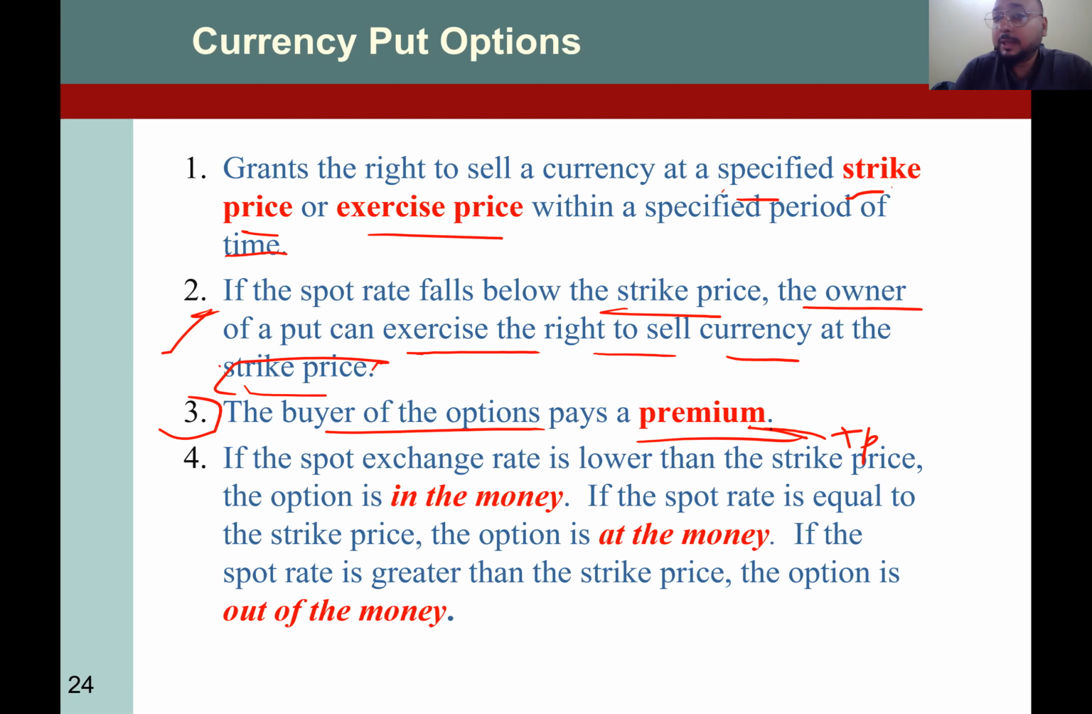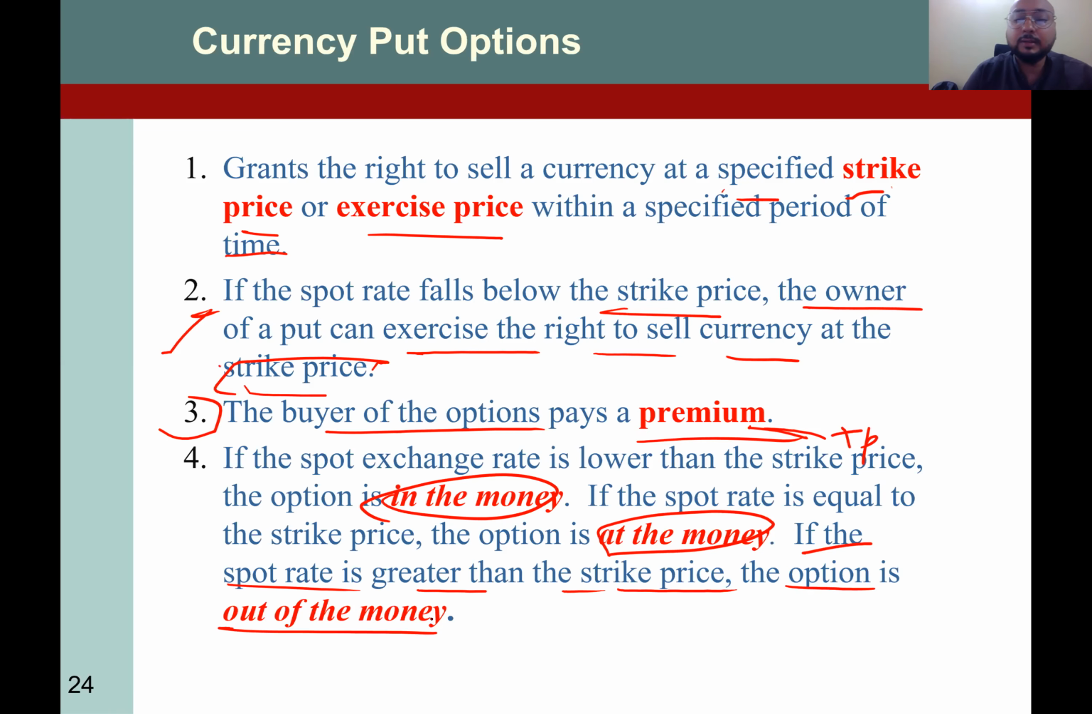So what is in the money? If spot price is less than the exercise price, we call this in the money. If spot price is equal to exercise price, we call this at the money. If the spot price is greater than the strike price or exercise price, we call this out of the money, because we bet the price will go down, and here the market price started going up. So this is out of the money, right?